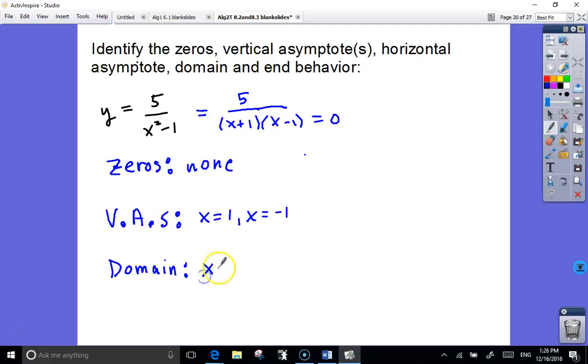Okay, so x does not equal 1. X does not equal -1. Okay, horizontal asymptote, right? We got to know which one of those three rules we are going to use. Is it numerator higher degree, denominator higher degree, or the same degree? Garrison, which has the highest degree? The denominator has the higher degree, so what is the horizontal asymptote? Y equals 0.